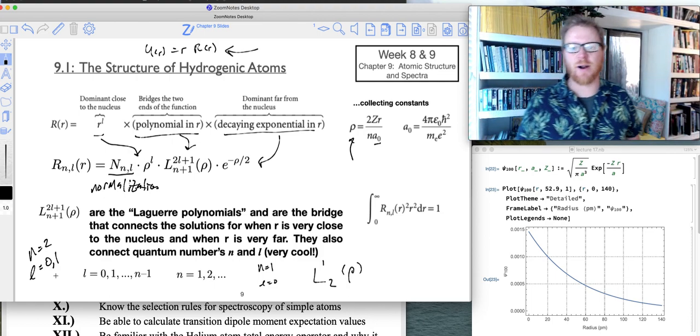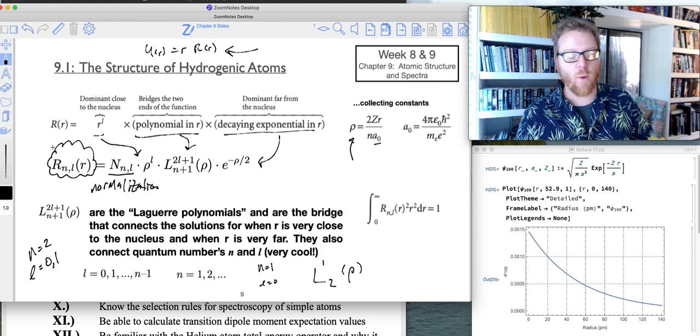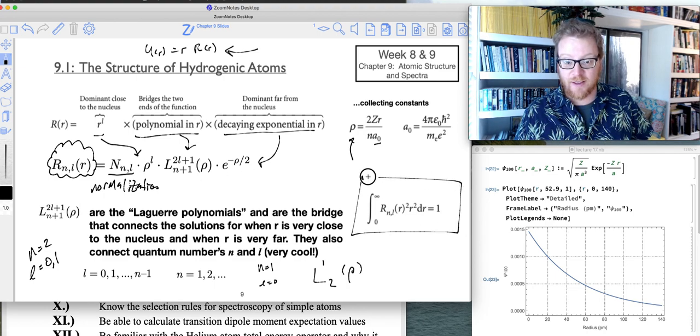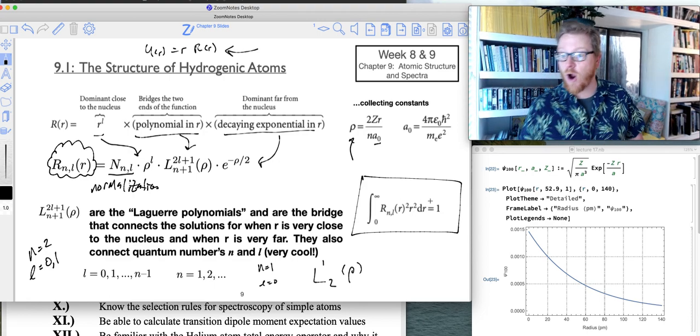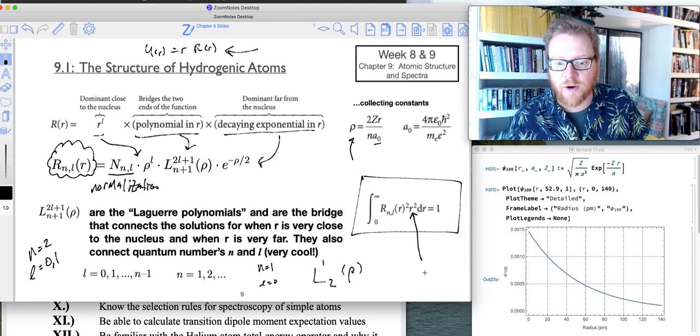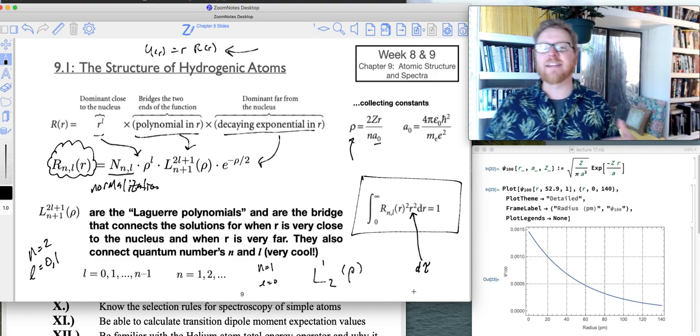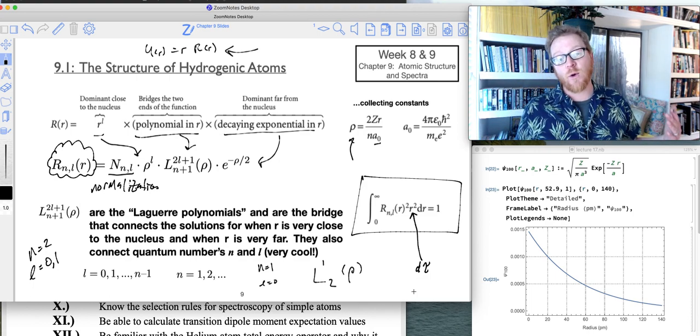And so this function, this nomenclature we're going to see, R_nl, my radial wave function, is normalized in the sense that the integral of R squared times r squared dr equals 1. Remember where this extra r squared comes from. It comes from d tau. And so we neglect the sine theta d theta d phi because our radial wave function is only dependent on r.